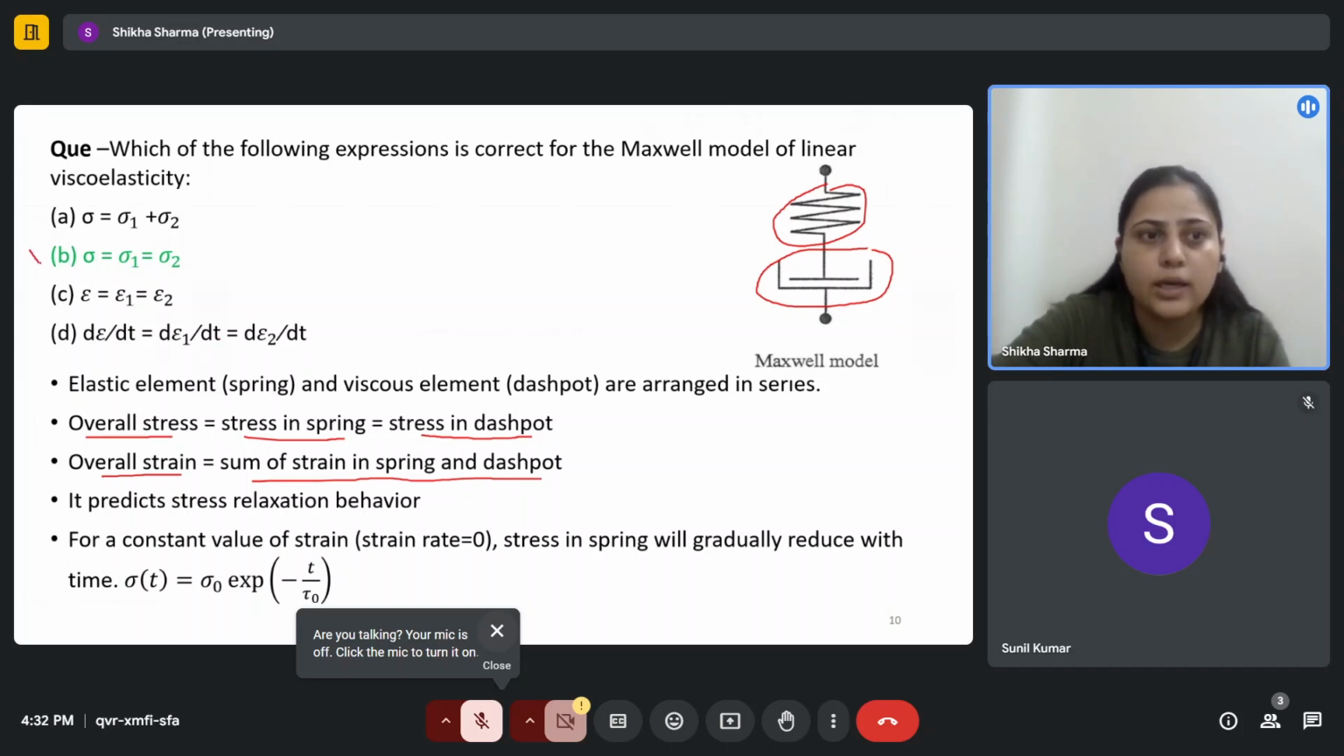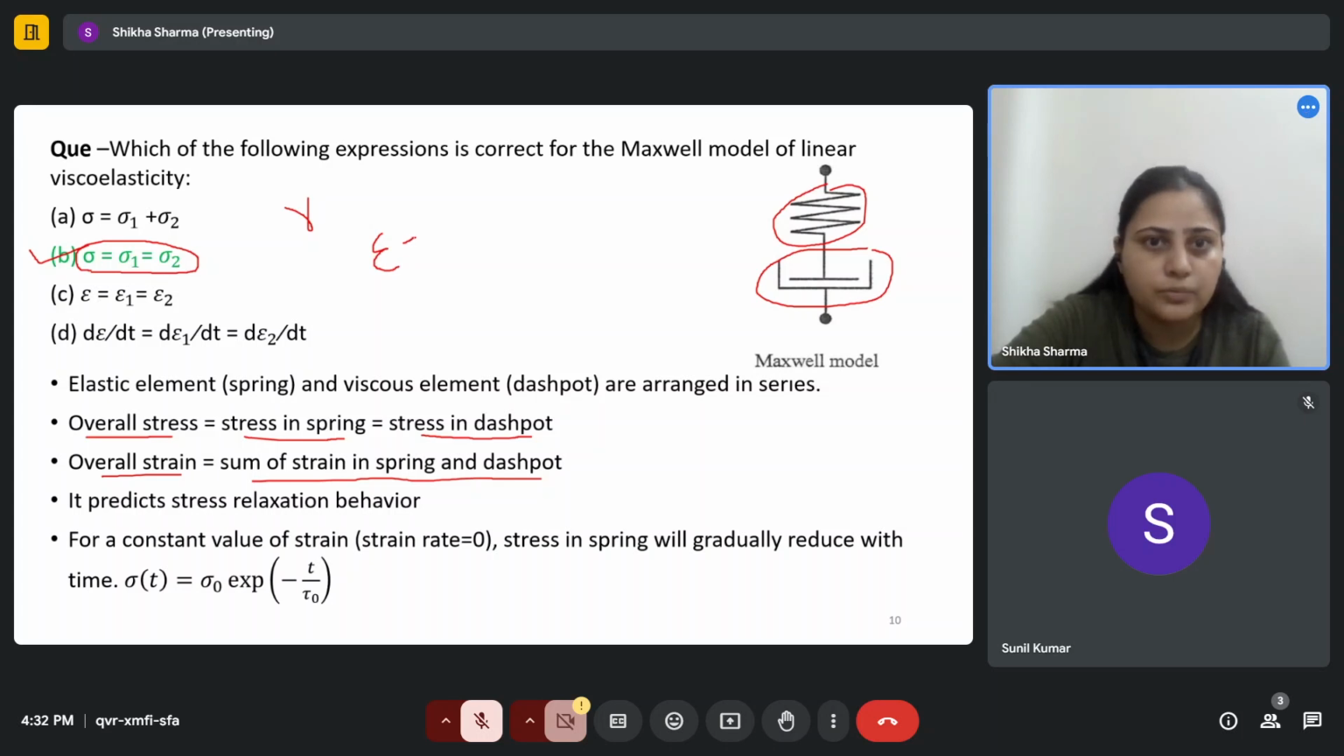So option B is correct because the overall stress is equal in the spring, the dashpot and overall, right? Whereas the strain, we denote by epsilon. The strain will be equal to the strain in the spring plus the strain in the dashpot, right? So this option is incorrect because it is equal. Option C is also incorrect, and this is also incorrect.